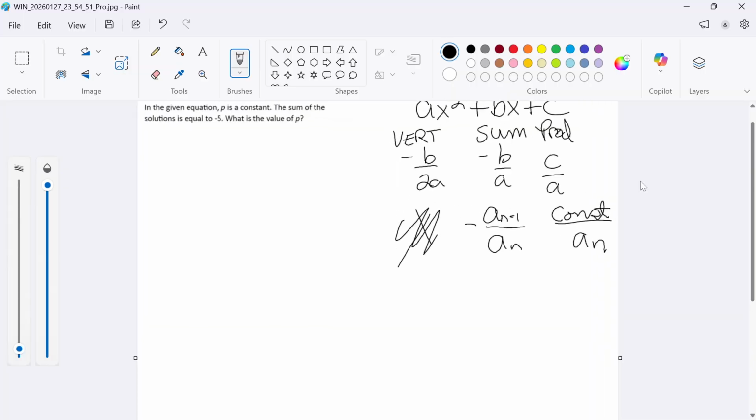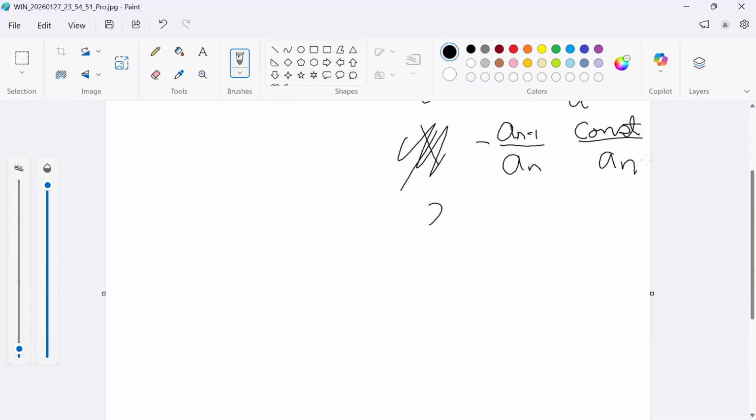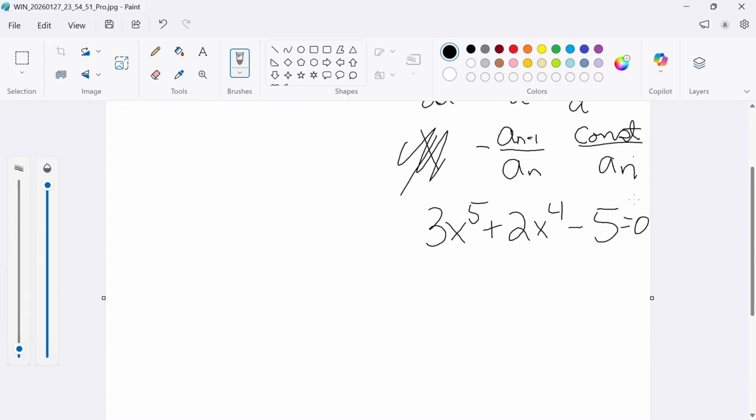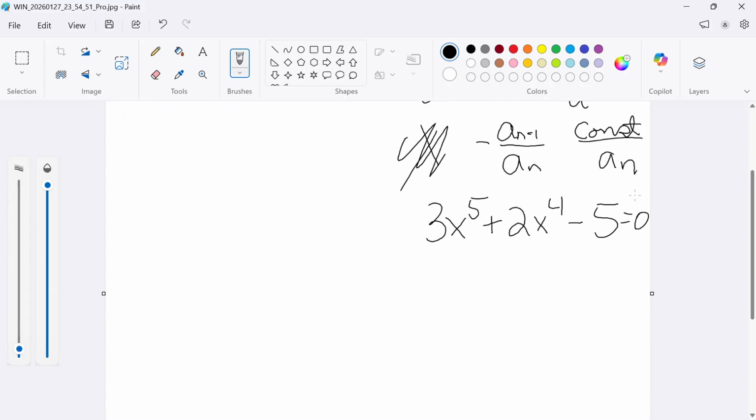What if I had 3x to the fifth plus 2x to the fourth minus 5, and technically it equals 0? What is the sum of the solutions? Well, I put the negative. The highest power is 5.